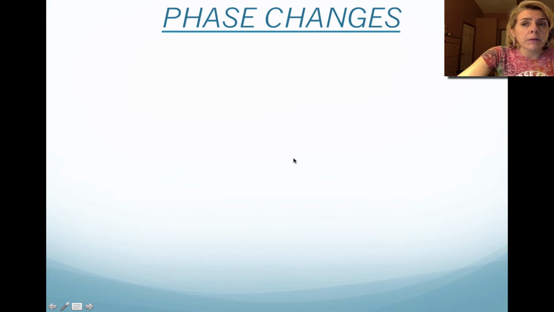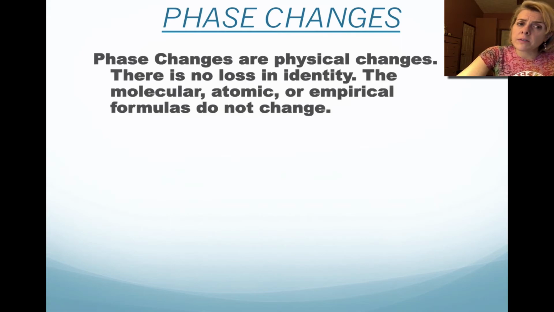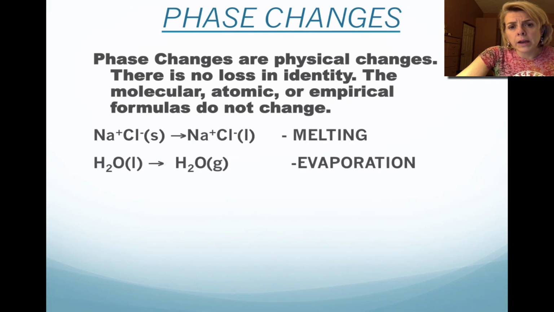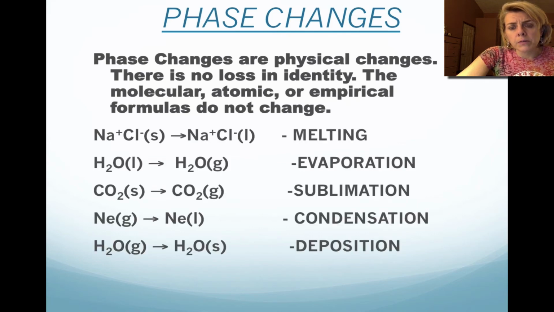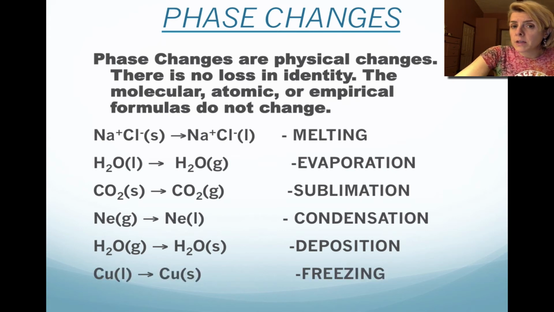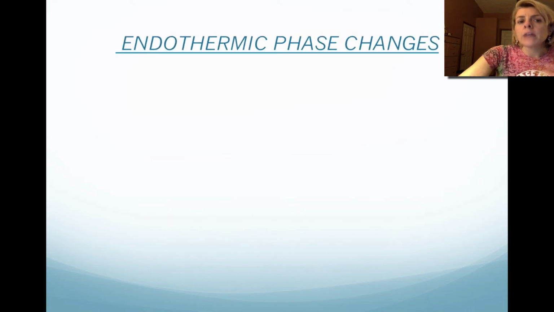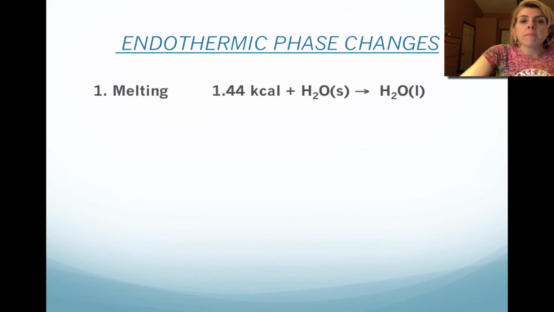All right, lastly, we're going to talk about phase changes and phase diagrams. And this is actually review. Here we have an example of different types of phase changes. So notice we have melting, evaporation, sublimation, condensation, deposition, and lastly, freezing. We're going to now look at what happens to the energy with these phase changes. Endothermic means it takes in heat. So the interesting thing is, melting is endothermic. It takes energy to actually go from the solid phase to the liquid phase.